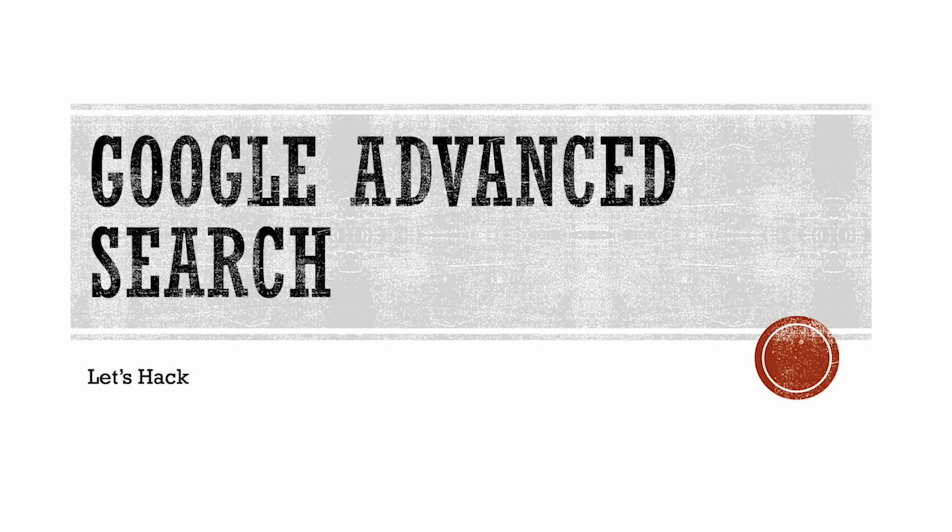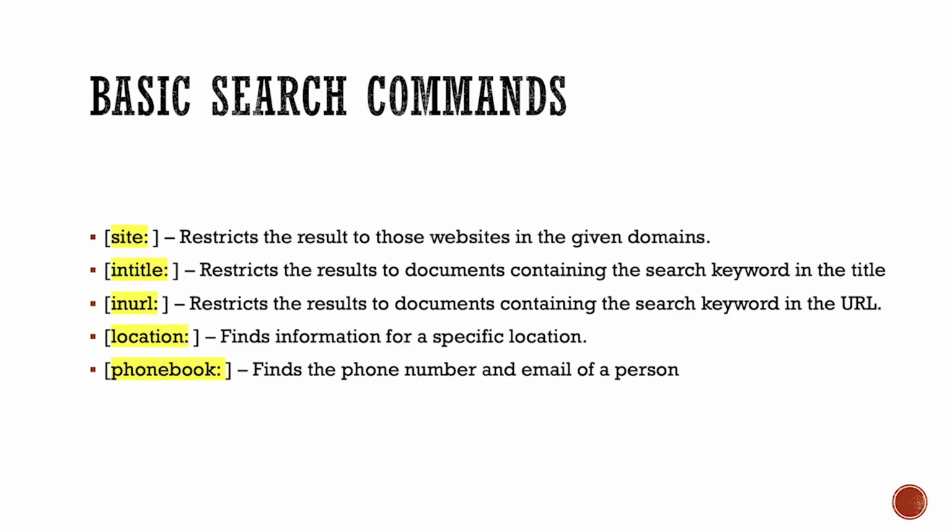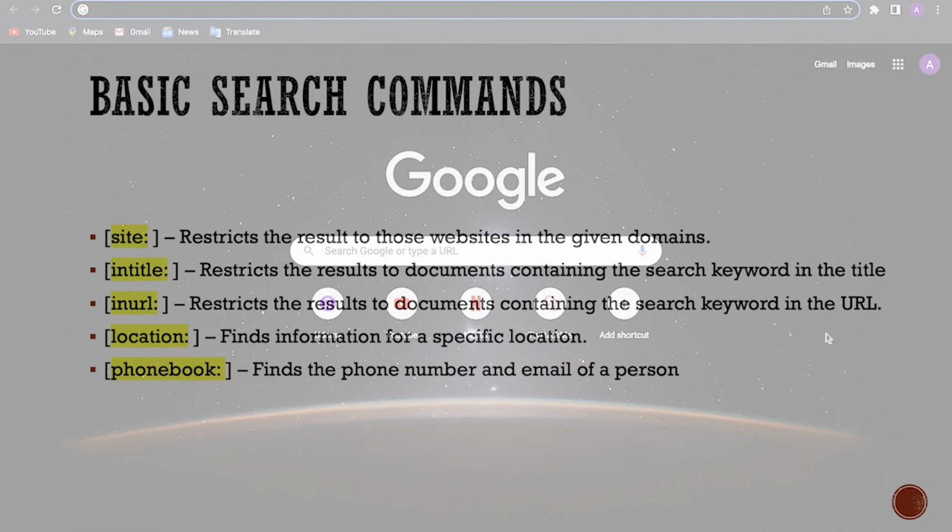First up, we have the site operator. As mentioned, this operator restricts the results to those websites in the given domains. For example, if we search site:google.com, it would give us all the websites or domains that have the string google.com in it. So basically it will scour over the net, and whatever domain or website it finds with the string google.com in it, it'll show that to you. And you would not believe what all websites Google has purchased. Let us see it right now.